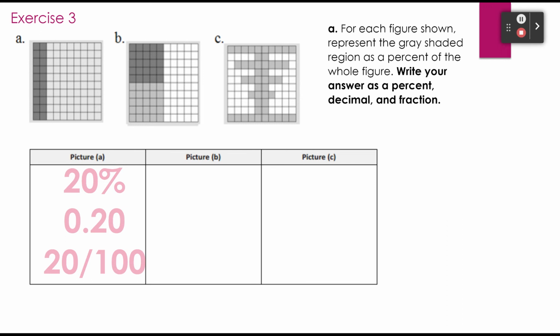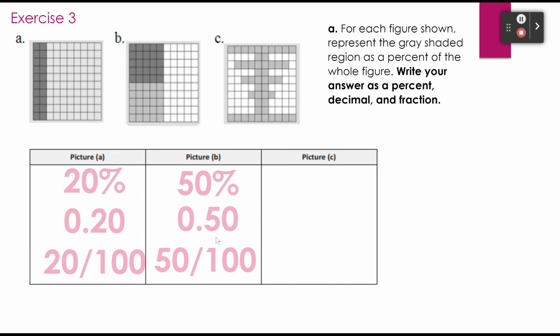The next one, picture B, I do see 3 different things shaded here, but I'm going to consider shaded versus non-shaded, regardless of the one being darker than the other. So for picture B, I have 50% is shaded, which means 5 of those rows of 10 are shaded, even though they're shaded 2 different colors, which translates to 0.50 and 50 over 100. So all 3 of these mean the same thing. This is the percent, this is the decimal value, this is the fractional value.